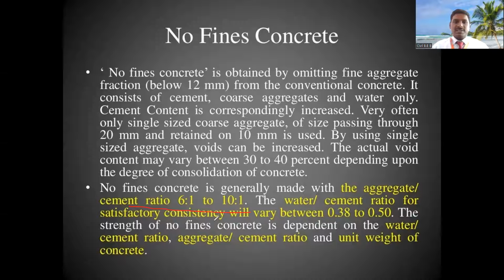For this, the water cement ratio will vary from 0.38 to 0.50. The strength of no fine concrete depends on the water cement ratio, the aggregate cement ratio and the unit weight of concrete. If we omit the fine aggregate, what will happen? The unit weight of concrete will be reduced. That is the no fine aggregate concrete.